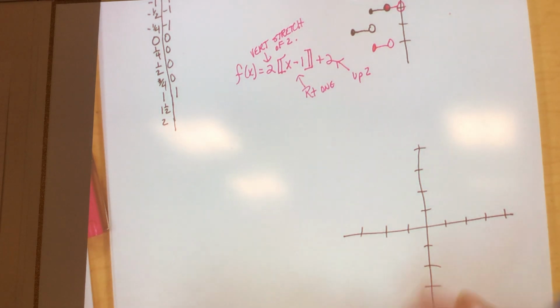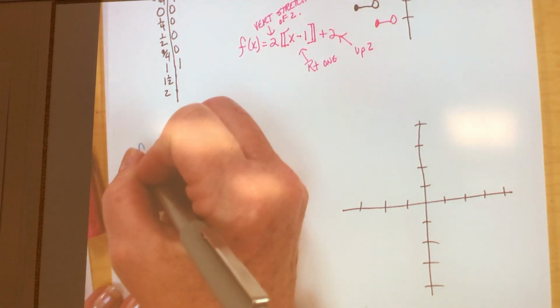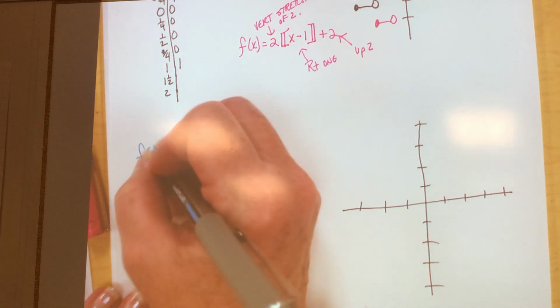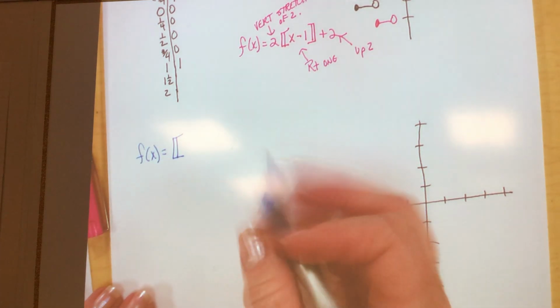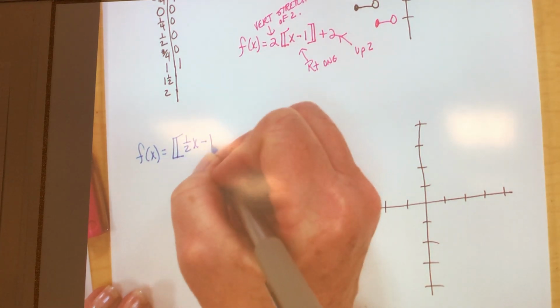Okay, so here we go. Here's your next one. Are you ready? So here's my function. F of x is equal to the greatest integer not greater than 1/2 x, minus 1.